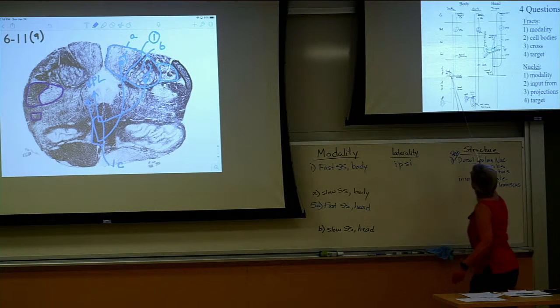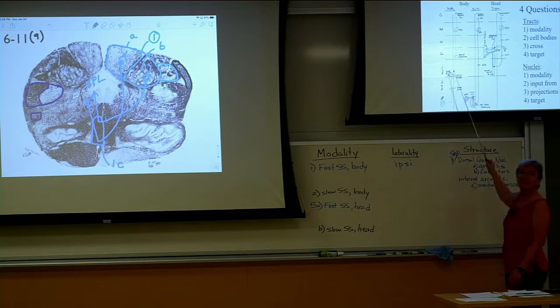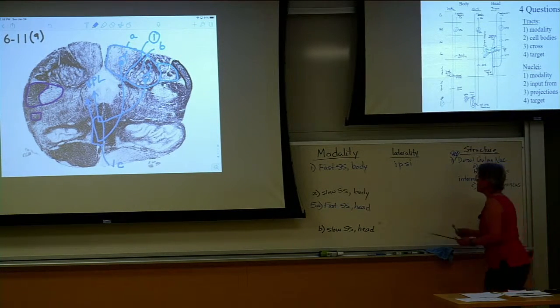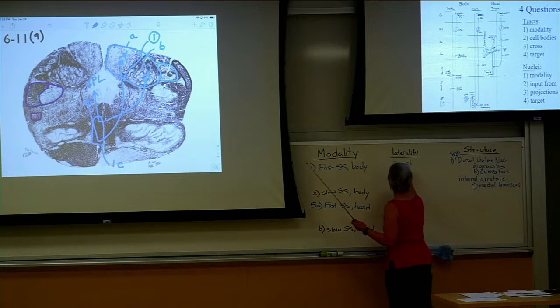All right, what about the internal arcuate fibers? Well, we can again look at our chart, and that's where they're crossing. So the laterality is going to be crossing.